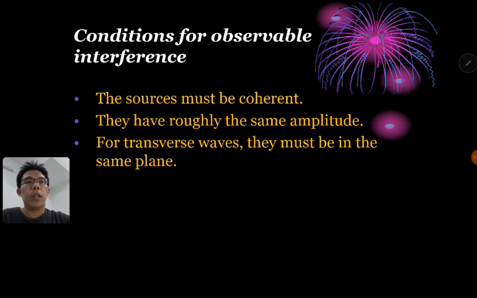So if you want to get an observable interference pattern, like we said just now, the first point is the sources must be coherent. We already understood that. Check. Secondly, they must have roughly the same amplitude.